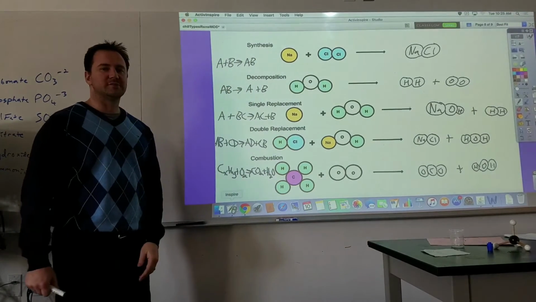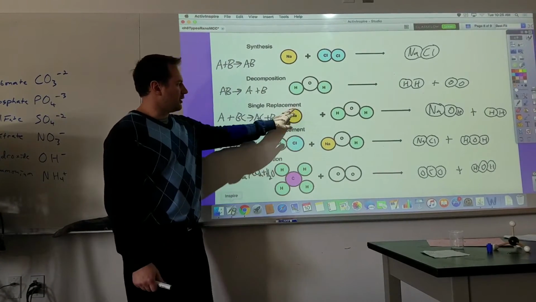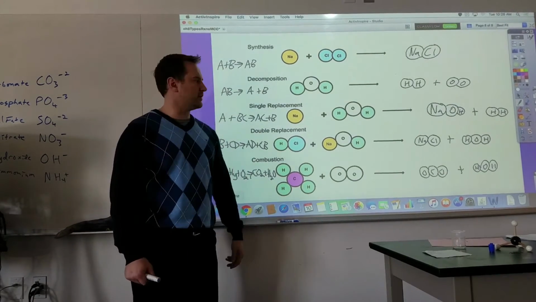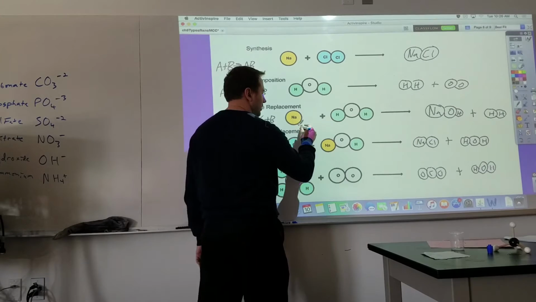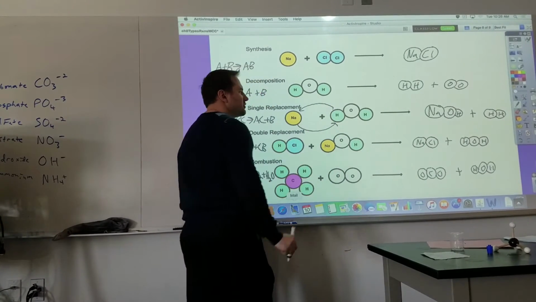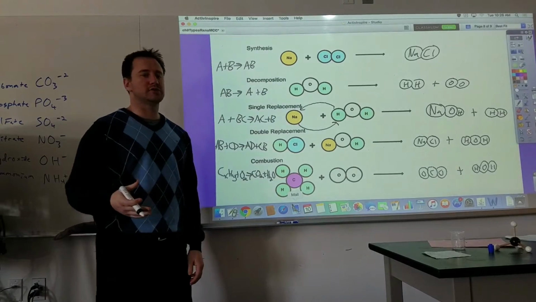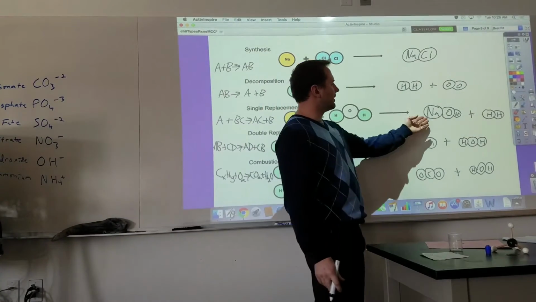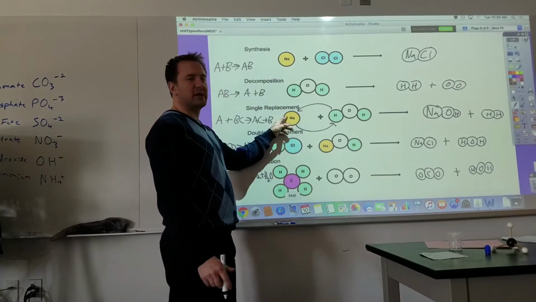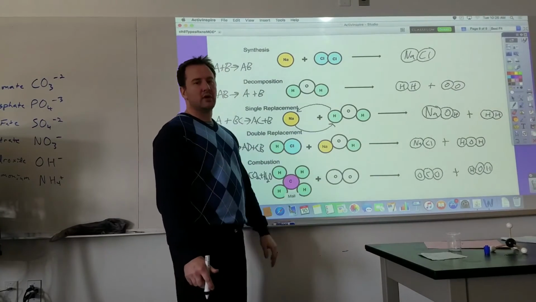A single replacement reaction is when one element that's by itself at the beginning comes in and takes the place of one element, one atom in a molecule. So for example, in this single replacement reaction, sodium will displace one of the hydrogens in water to form sodium hydroxide and hydrogen gas. So again, one thing that's by itself coming in to replace a single atom.